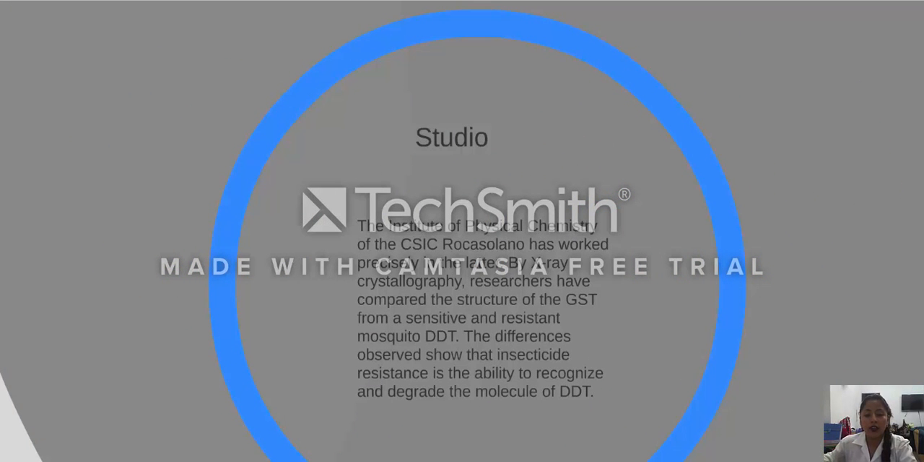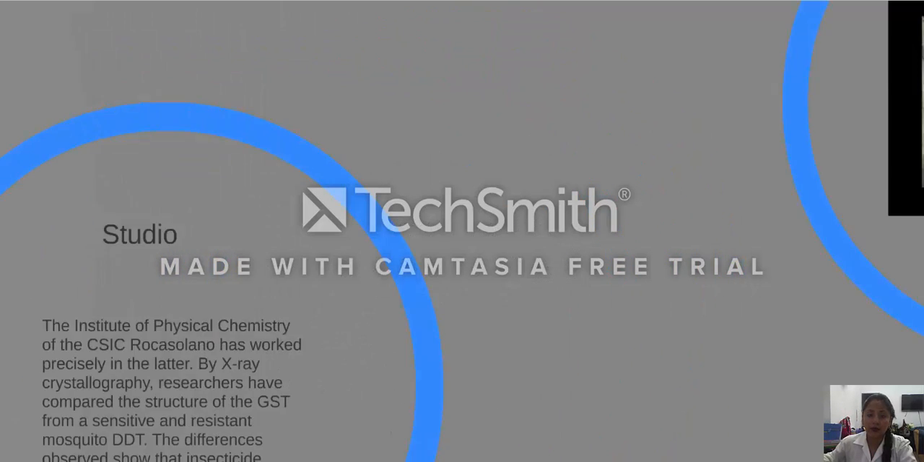The study of the physical chemistry of the CSIC has worked precisely on the latter by X-ray crystallography. Researchers have compared the structure of the GST from DDT-sensitive and DDT-resistant mosquitoes. The differences observed show that insecticide resistance is the ability to recognize a degraded molecule of DDT.